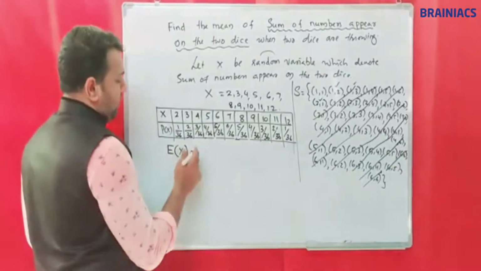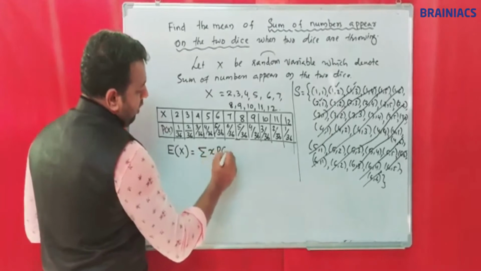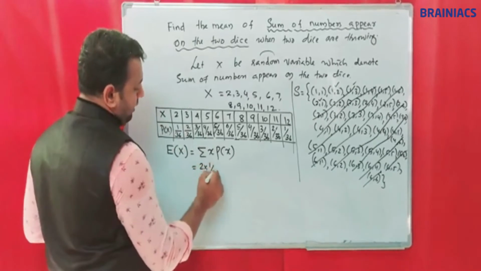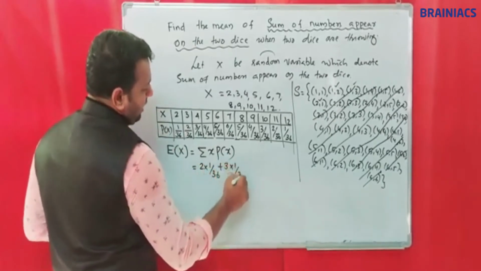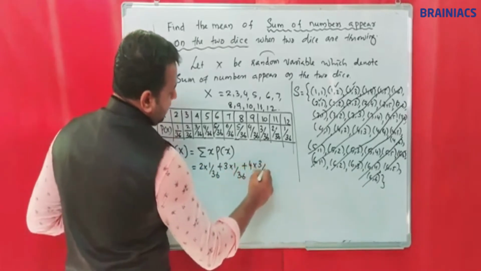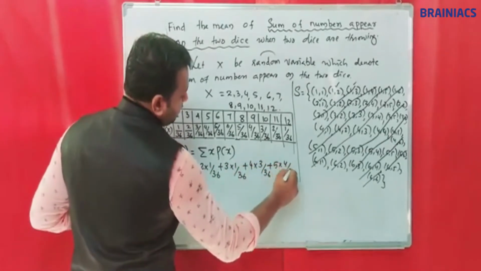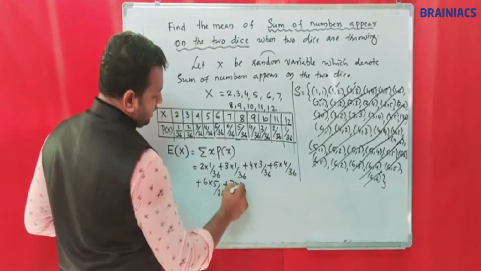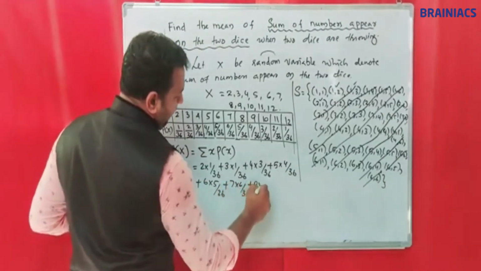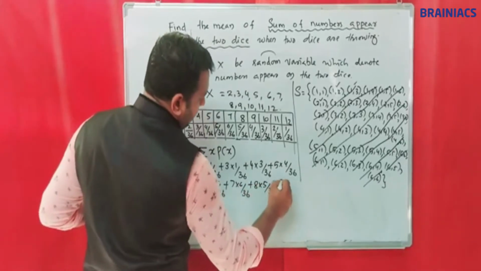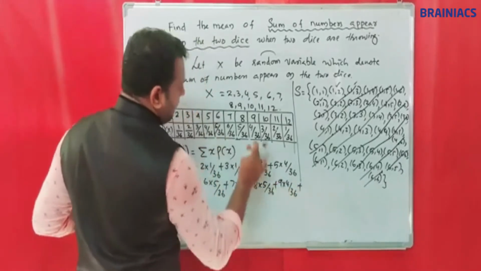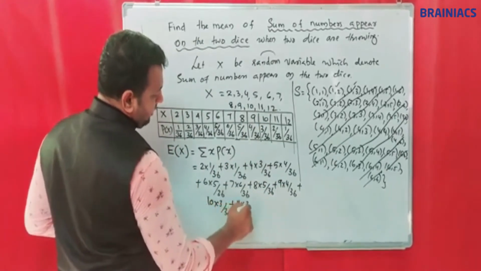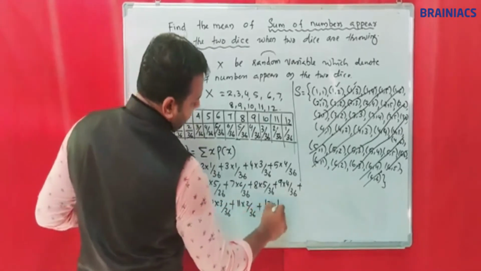Okay, expectation of x is equal to what? Sigma x into p of x. So first x value is 2. 2 into 1 by 36 plus 3 into 2 by 36 plus 4 into 3 by 36 plus 5 into 4 by 36 plus 6 into 5 by 36 plus 7 into 6 by 36 plus 8 into 5 by 36 plus 9 into 4 by 36 plus 10 into 3 by 36 plus 11 into 2 by 36 plus 12 into 1 by 36.